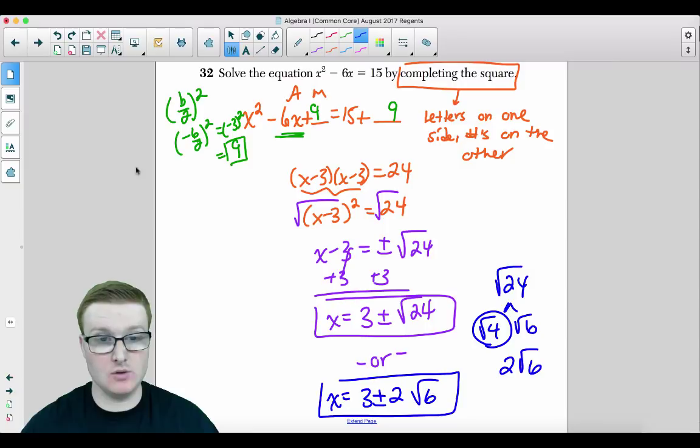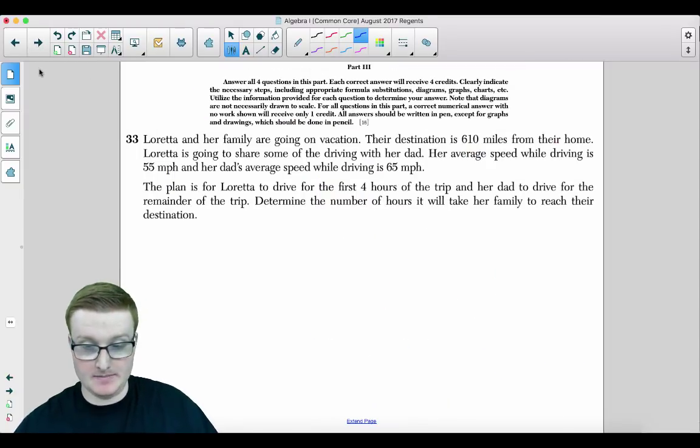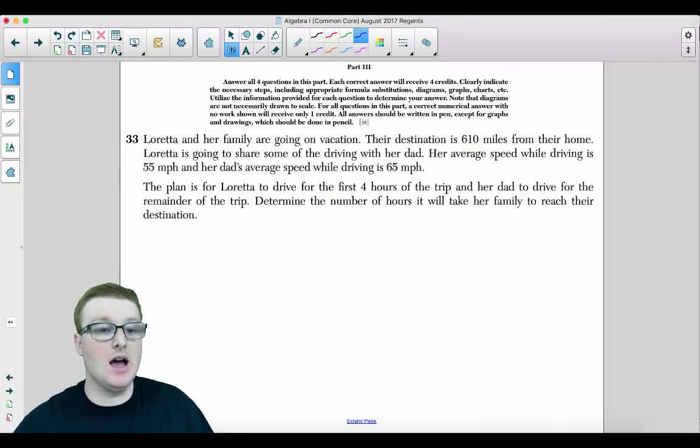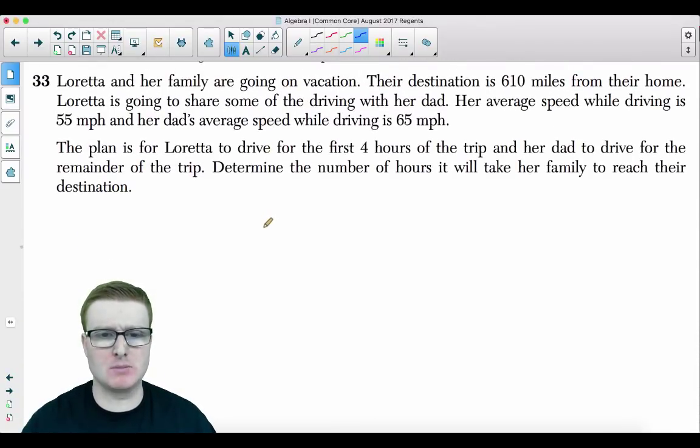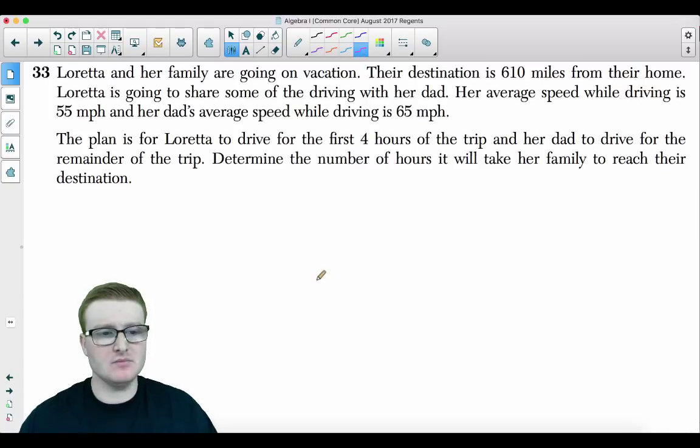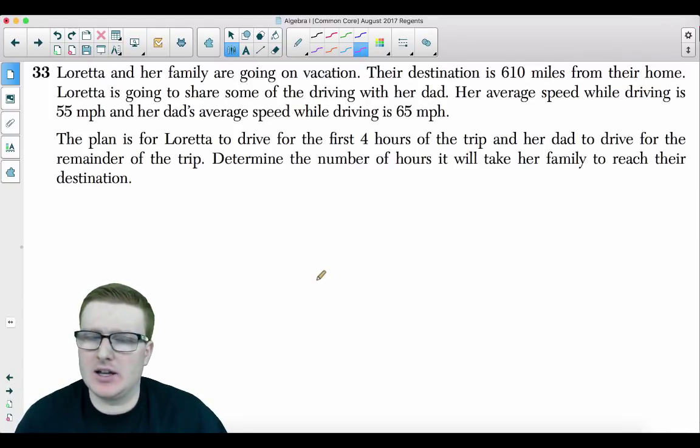All right, moving on to number 33. These are the part 3s. I liked this question. It was a good question. Made your brain think. Here we go. Such a nerd, right? That I like questions.